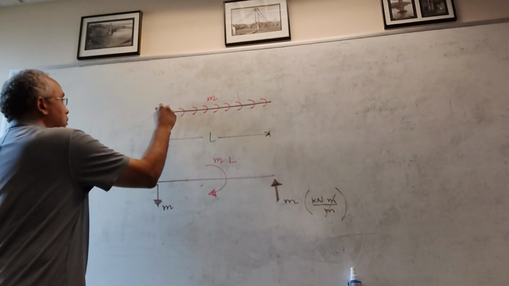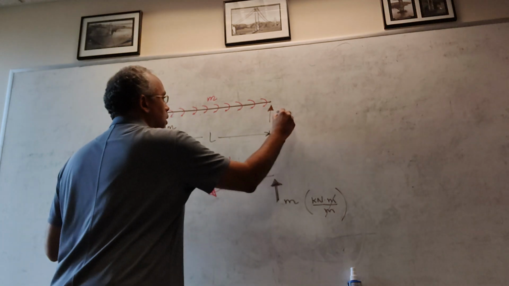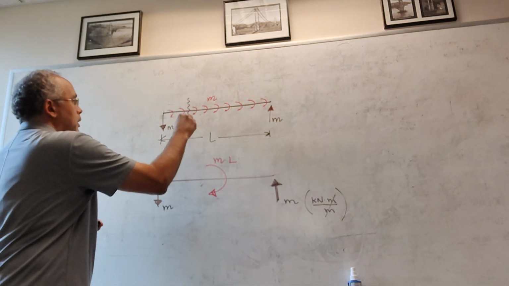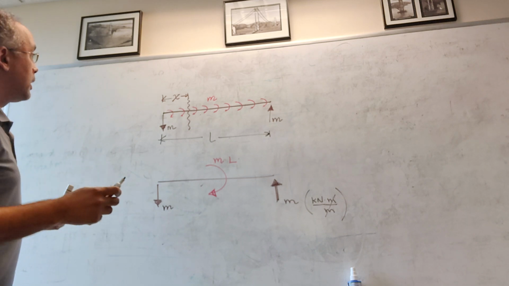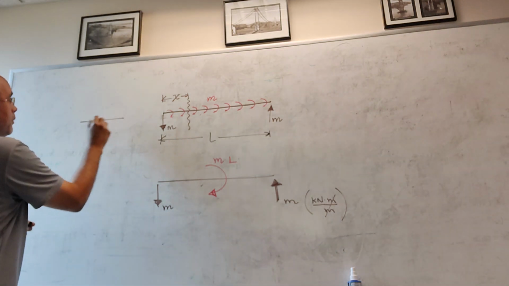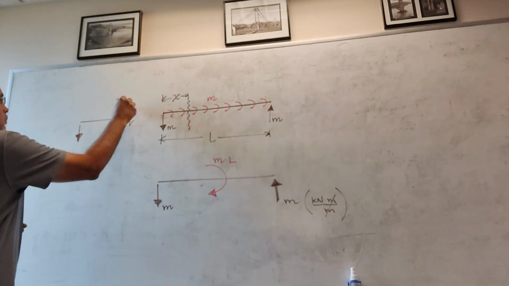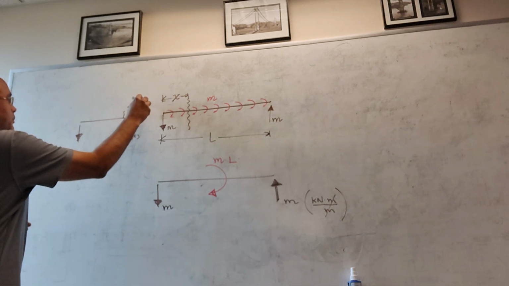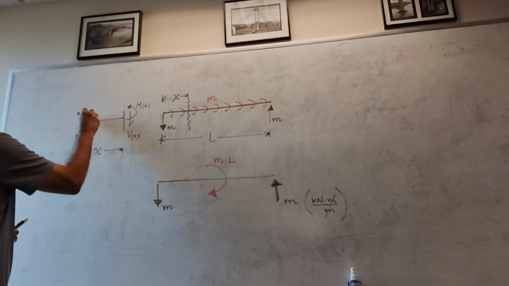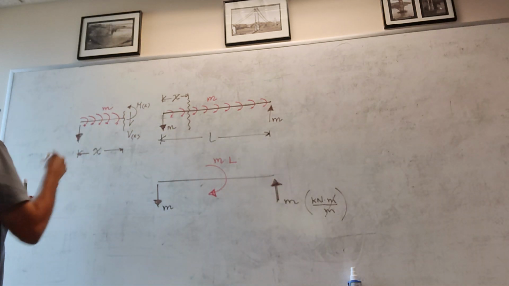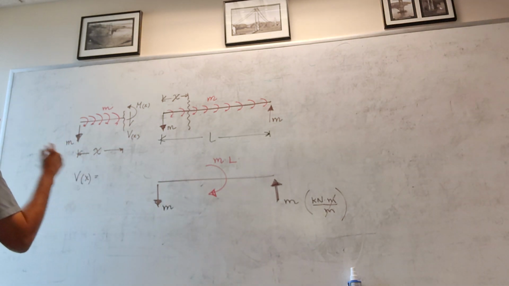So if we are here, we have this reaction here going down equal to lowercase m, this reaction here going up, lowercase m, and if we make a cut anywhere here at a distance x from the left support, what we find is, right, we find here shear, moment, this distance is x, and we have our uniformly distributed bending moments here, lowercase m.